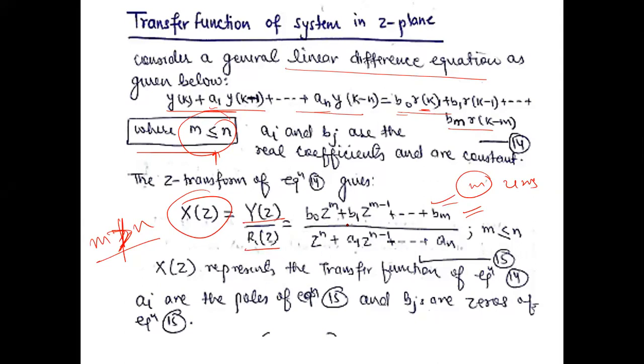So these b naught, b1, b m, all these represent the zeros of the given transfer function. And similarly a1, a2, a3, all a i's, they represent the poles, because they are in the denominator. Poles are always in the denominator, zeros are always in the numerator, right? So this is how we can get the transfer function also.